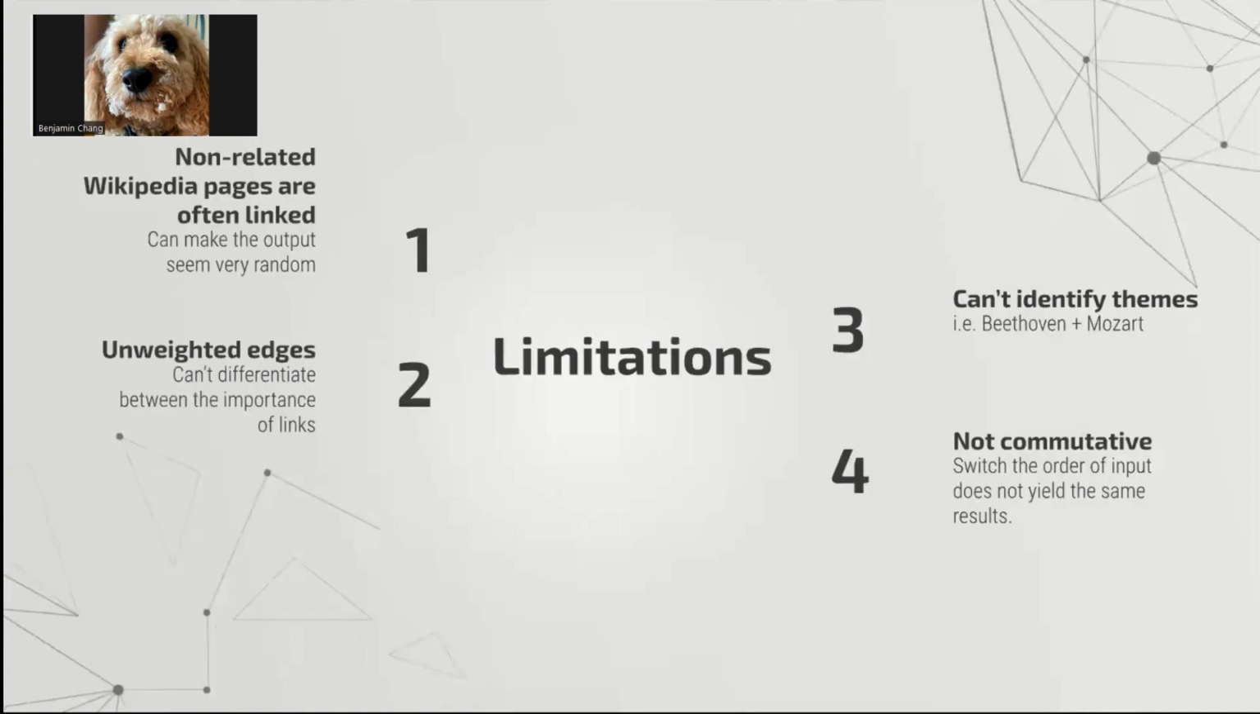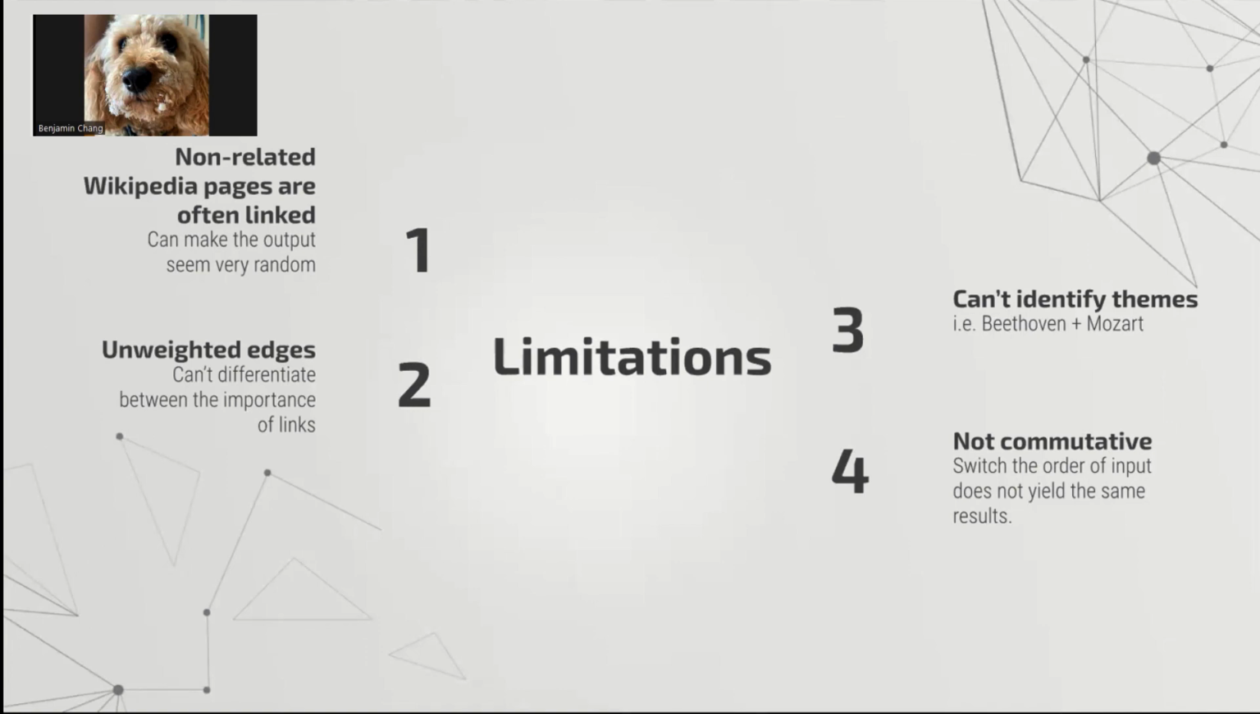So some limitations of the dataset were that first, Wikipedia pages that aren't related are often still linked together, which can make the output seem really random at times, like with the last example. Second, the edges aren't weighted, so there's no way to tell the strength of connections. For example, dessert should probably be much more strongly connected to cake than it is to the Industrial Revolution. Third, the algorithm couldn't identify themes.